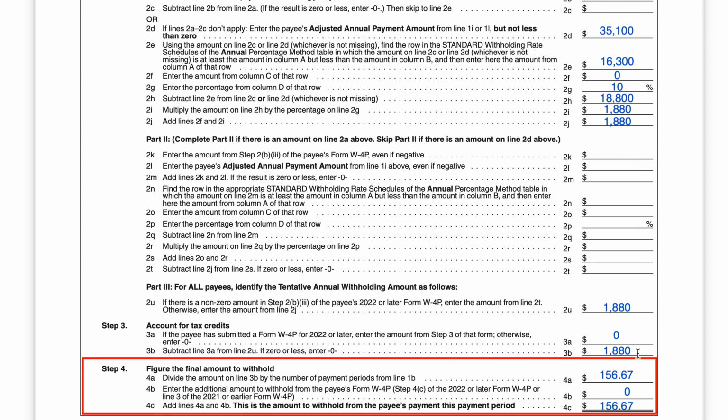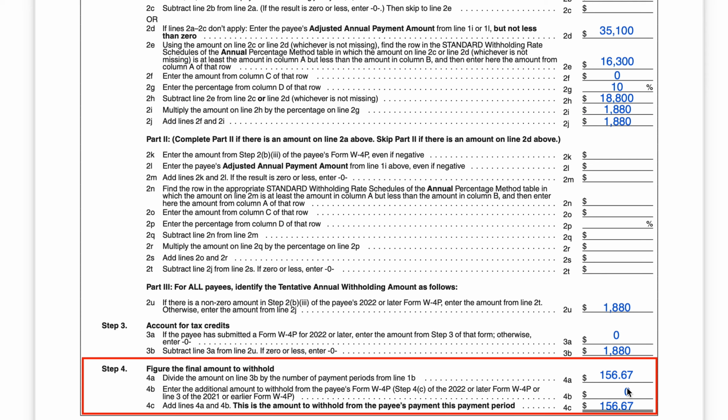If John Doe had entered any additional withholding requirements on step 4C of the Form W-4P, then we would enter that here. So for example, if he had entered $50 per pay period, then we would be adding $50 as a deduction to each pay period. We would be withholding a total of $206.67 per month, and then that would result in an additional $600 of withholding for the tax year.